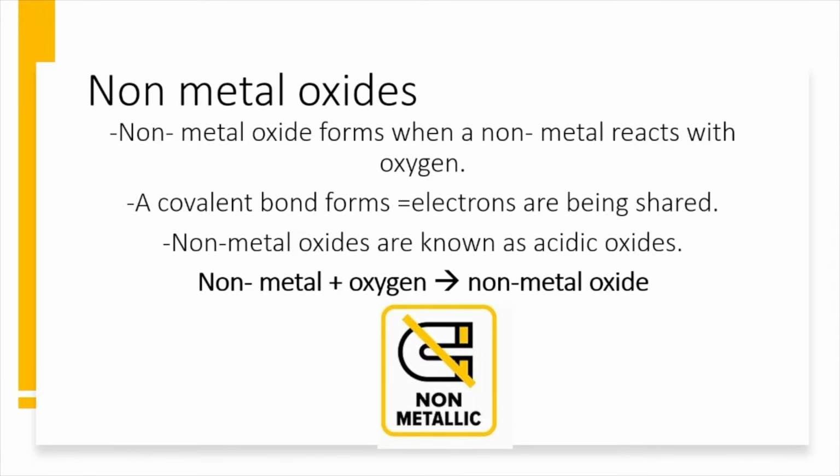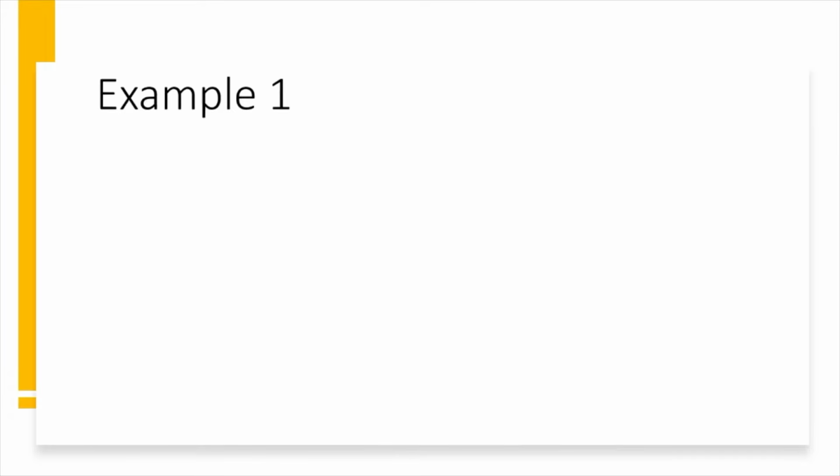Remember, with metal oxides, it will be a basic solution or a basic oxide which is formed, and nonmetals form an acidic oxide, which means they have an acidic nature. The general formula for nonmetal oxides is a nonmetal plus an oxygen will give us a nonmetal oxide. So we are not working with metals in this section.